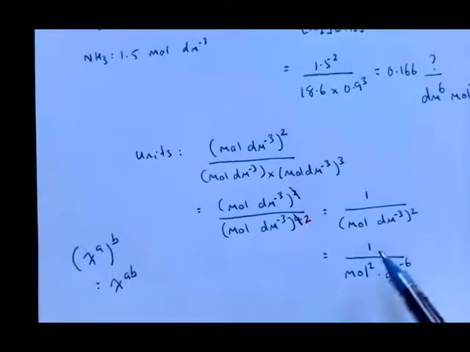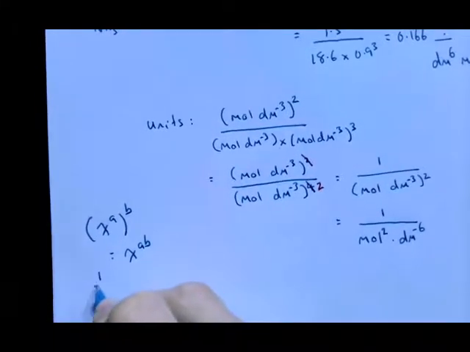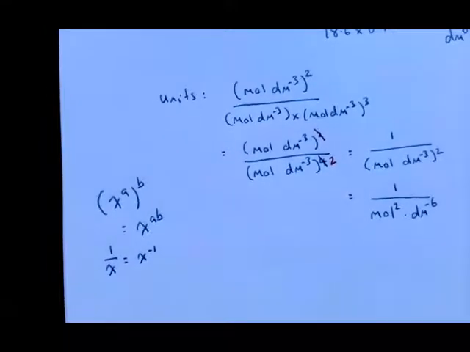Okay, now it's the reciprocal of that, so it's 1 divided by it, which means that all of the powers become the negative of what they are here. So hopefully you remember that 1 divided by x equals x to the minus 1, and 1 divided by x to the a equals x to the minus a.